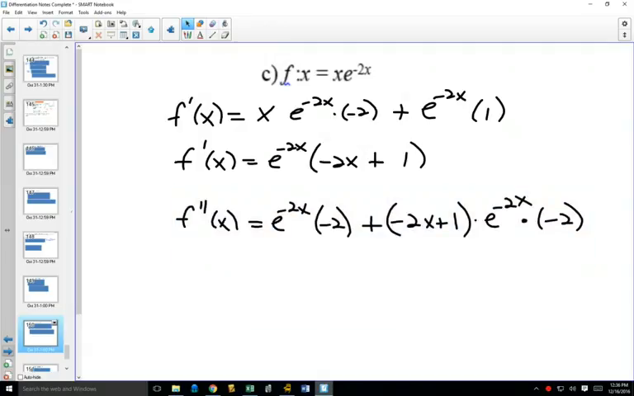But when you do your second derivative, keep your first function the same, derivative of the second one, plus keep your second one the same, derivative of the first one, and you have another chain rule there.